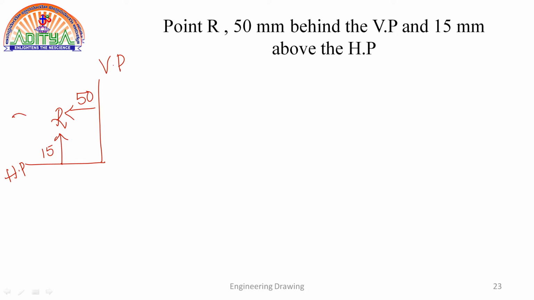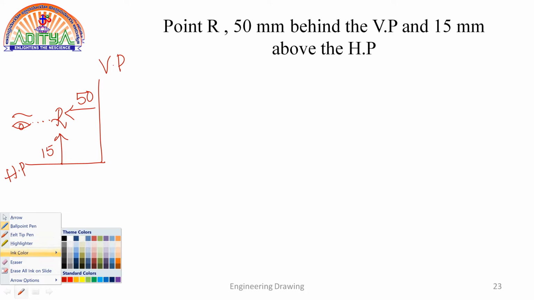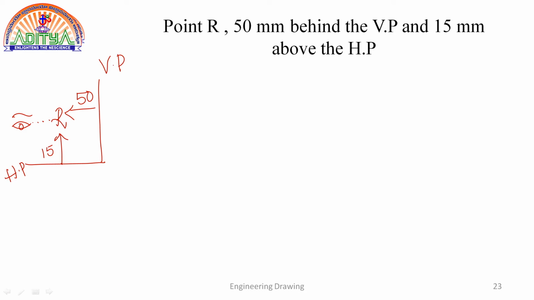If you are seeing this point R from the front view, where is the front view projected? The front view is projected on the vertical plane. Next, if you are seeing this from the top view, where is the top view of point R projected? The top view of point R is projected on the horizontal plane. So on the vertical plane we get the front view, and on the horizontal plane we get the top view.